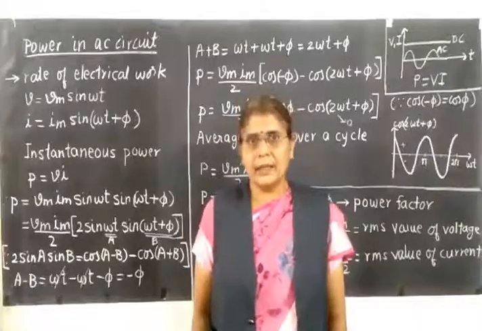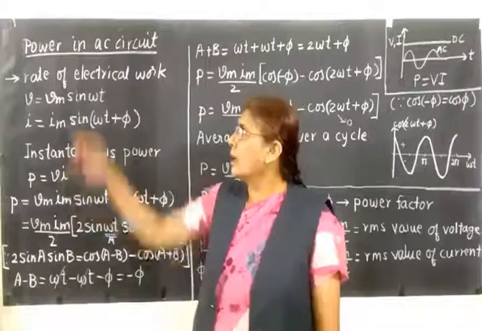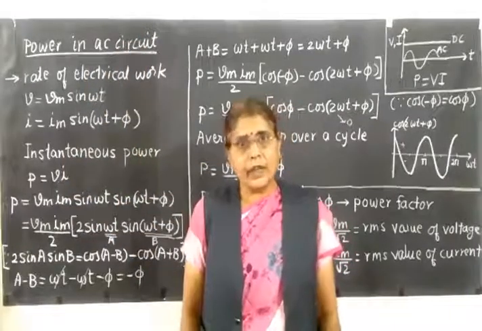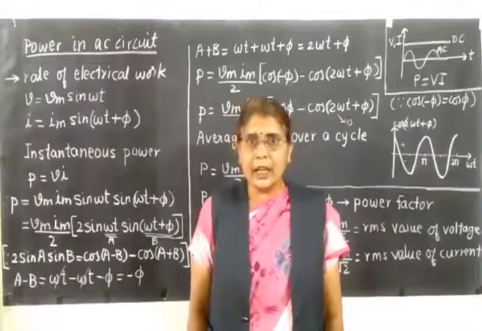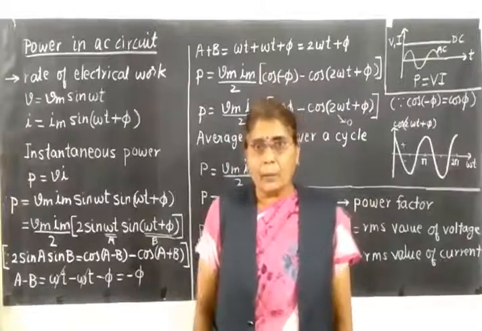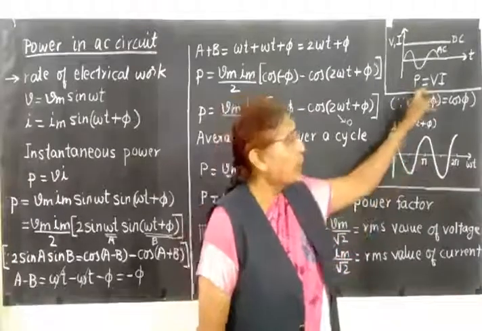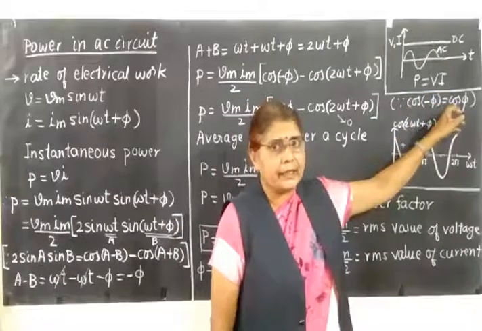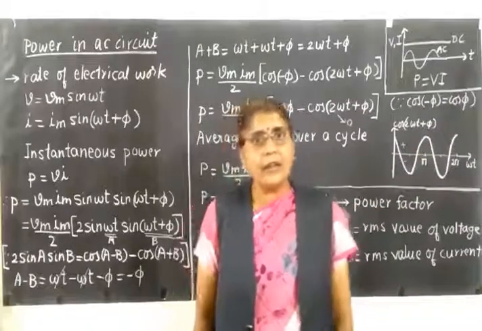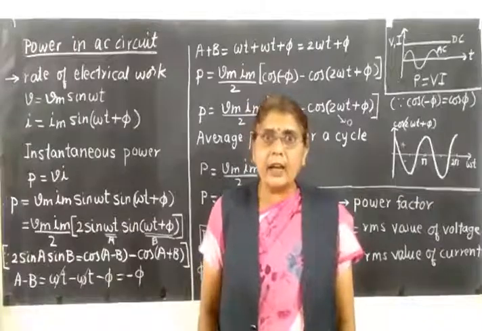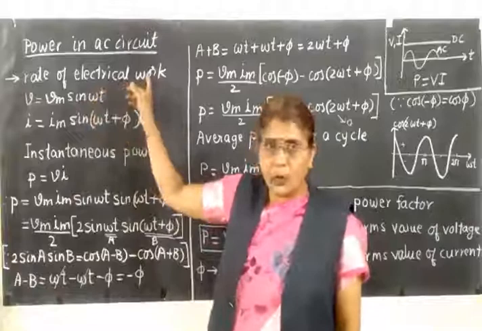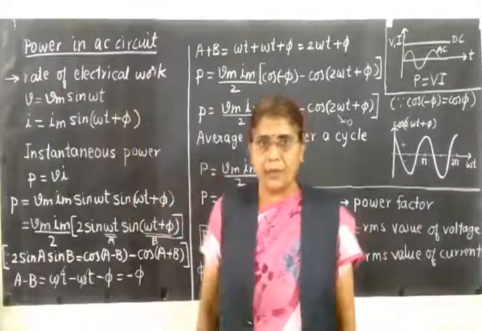Good morning, students. Today we shall study power in AC circuit. So we have already studied about power in the third chapter, current electricity. We had seen that power is given as the product of voltage and current. So we had also defined power. What is power? Whenever current flows in a circuit, electrical work is done by the source, and the rate of doing electrical work is called as power.